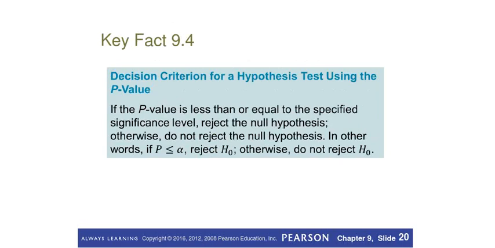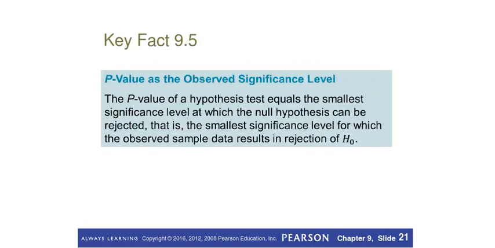So the decision criteria here is that if the p-value is less than or equal to a specified significance level, we're going to reject that null hypothesis. Otherwise, we're not going to have enough evidence to reject the null hypothesis, so we don't reject it. In other words, if that p-value is less than our alpha, our level of significance, we have enough evidence to reject. And how far less than alpha it is also indicates something about the strength. Otherwise, we're not going to reject that null hypothesis.